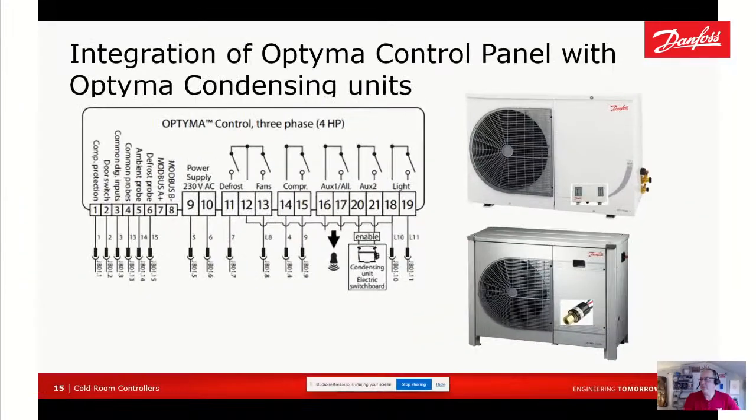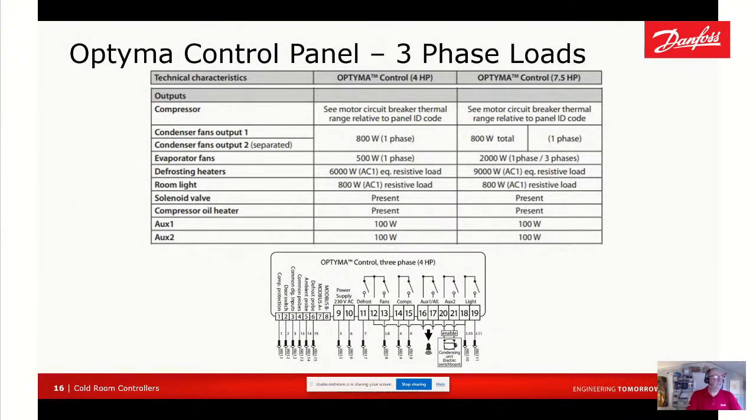So we'll just go back to the PowerPoints a minute. So that is the 3-phase version. As I said, all the functionality, for example the defrost heaters, has to go through a contactor. We've got the defrost heater contactor here, so we can pull a lot more load on there. And I've put the loads on the slide that we can actually pull, whether we're on the 4 horsepower version or the 7.5. Obviously 7.5 is a little bit higher load wise, so be aware of that.